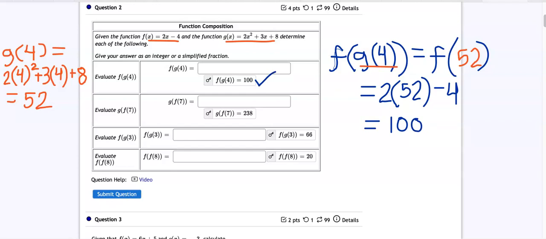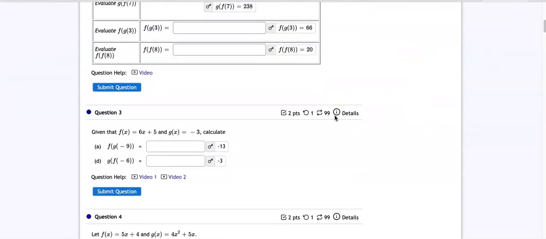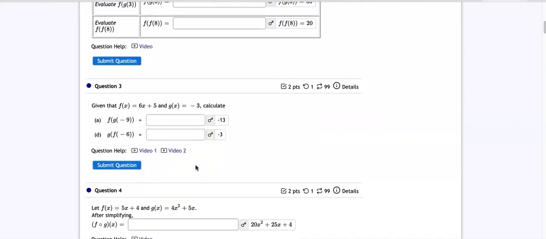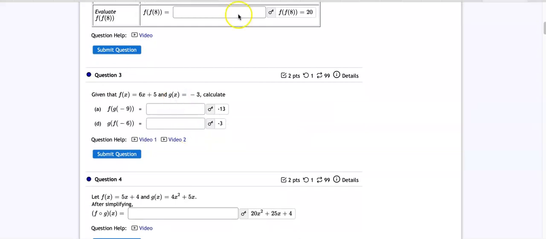Okay, so next, if we scroll down, we'll see that number 3 looks exactly the same as the previous ones. What's different about this one is that we have a constant function. So g of x is equal to -3, which is what makes this one a little tricky. So let me just explain how this works, and then you can continue on with working through it. Let me just do the first one so you can see it.